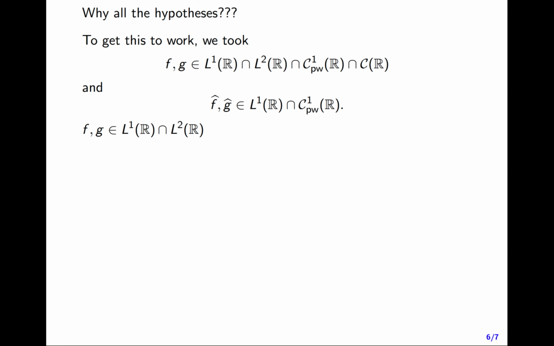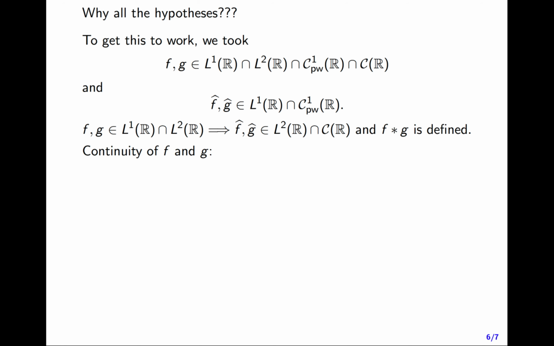So if we take f and g in L1 and L2, that tells us that f hat and g hat are in L2 and they are also continuous. This was a theorem from our first week with Fourier transforms. And so that also tells us that f star g is defined. The continuity of f and g allows us to use Fubini's theorem to get f star g both to be defined and in L1 of R. This is a proof that I give in the lecture notes that you can read if you want to, but you may also feel free to skip.